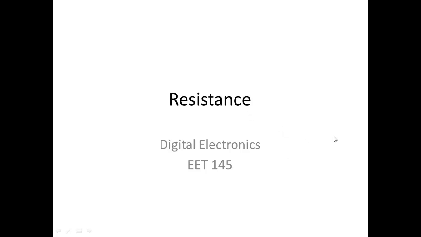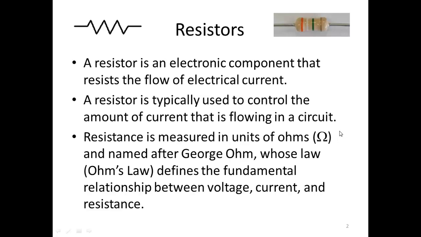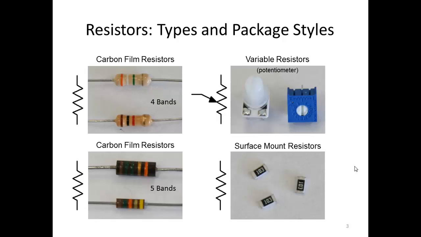So this presentation is going to give you a little information on resistors. A resistor reduces the flow of electrical current, so we use it to control how much current is flowing. It's measured in units of ohms, and this Greek letter is the symbol for ohm. It's named after George Ohm, whose law defines the fundamental relationship between voltage, current, and resistance.